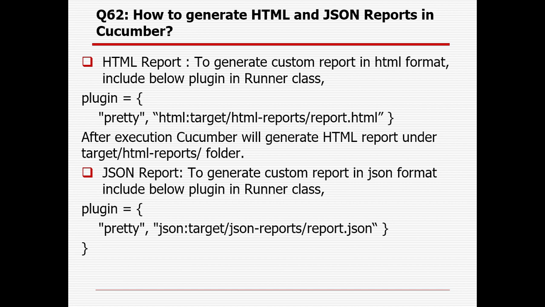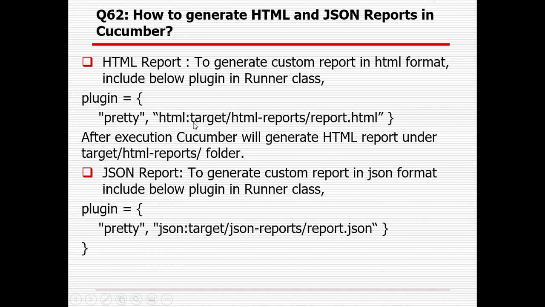How to generate HTML and JSON report in Cucumber? In case you want to generate HTML, JSON, XML or JUnit report, no other extra dependency you need to add. To generate the HTML report in the test runner class, you need to add some details. To generate custom report in HTML format, you need to include the below plugin in the test runner class. So plugin equal to pretty will be there always, after that comma.